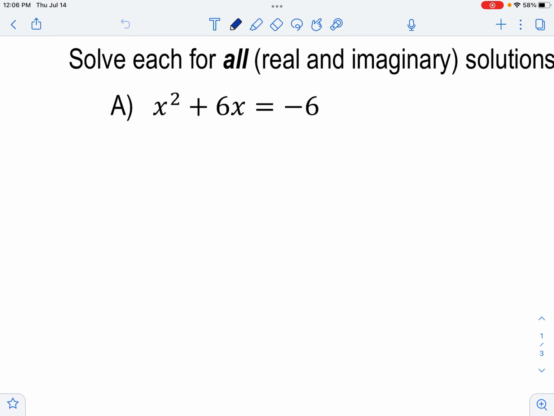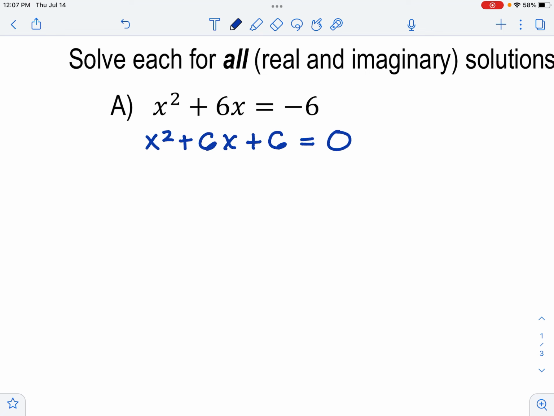So first thing I noticed, there's an x squared and an x. So I can't solve by square rooting. So I'm going to get it equal to 0 and try to factor it. So I'm going to add 6 to both sides. I have x squared plus 6x plus 6 equals 0. And now I'm going to try to factor it.